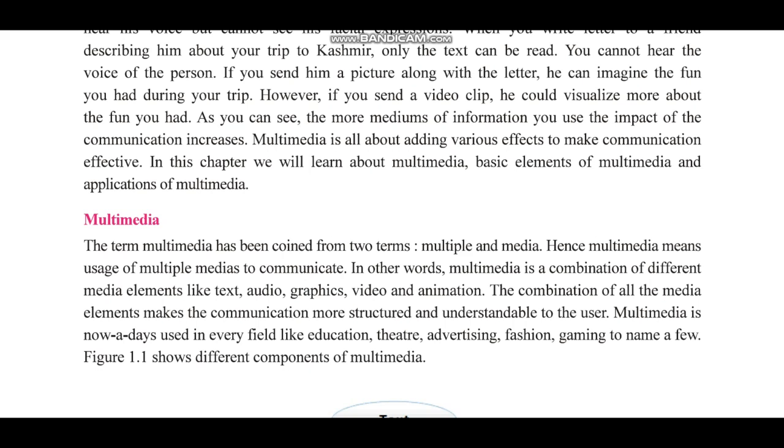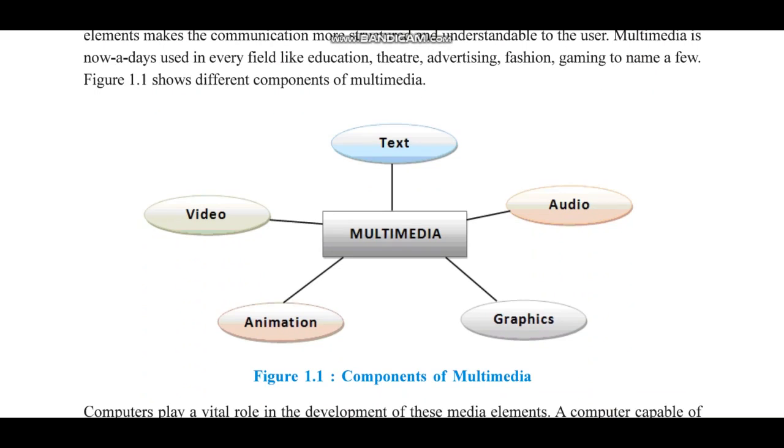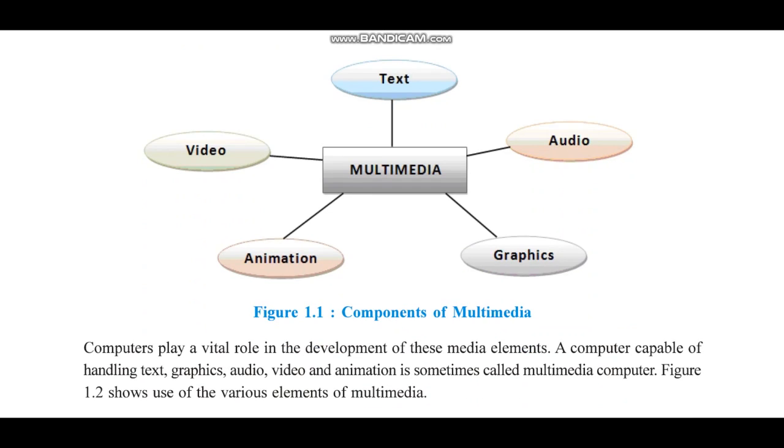Figure number 1.1 shows different components of multimedia. In the next figure, you can see the components of multimedia. The basic components of multimedia are text, audio, graphics, animation and video. Computers play a vital role in the development of these media elements. A computer capable of handling text, audio, video and animation is sometimes called a multimedia computer.